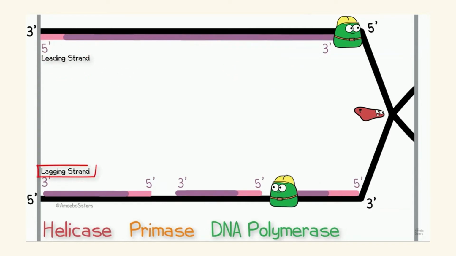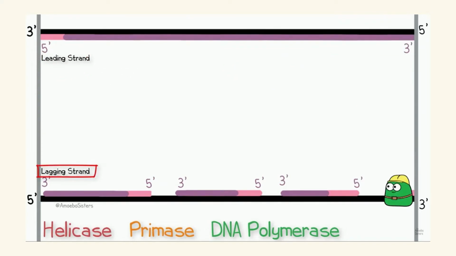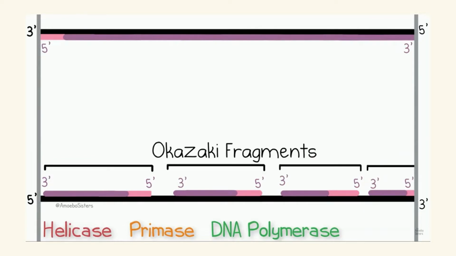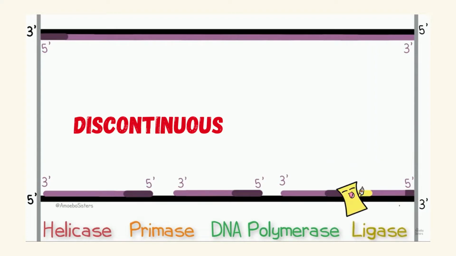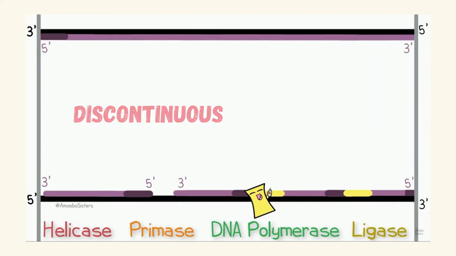But for the lagging strand, primers have to keep being replaced in order for DNA polymerase to build. Chunks of DNA called Okazaki fragments are then added to the lagging strand, also in a 5' to 3' direction. This type of replication is called discontinuous, as the Okazaki fragments will need to be joined up later and primers will be replaced with DNA bases.